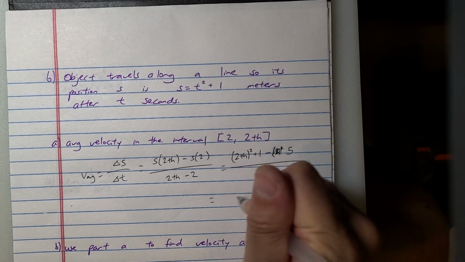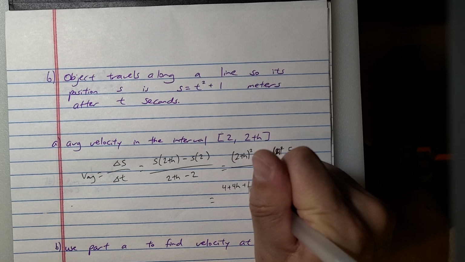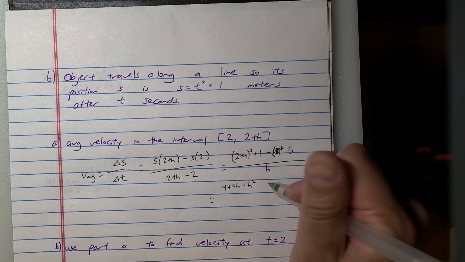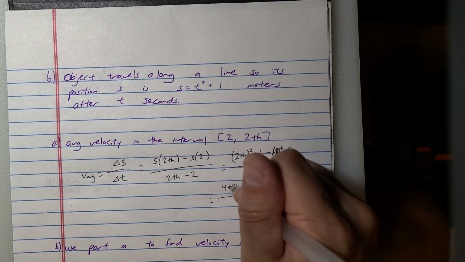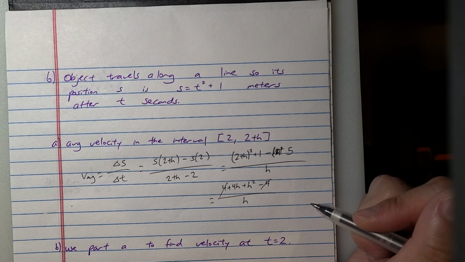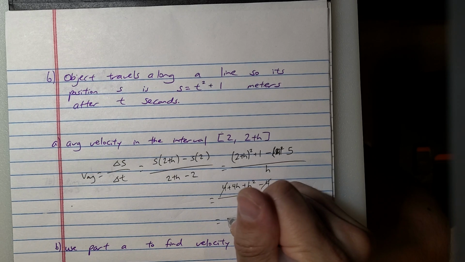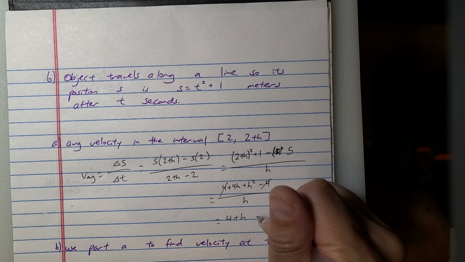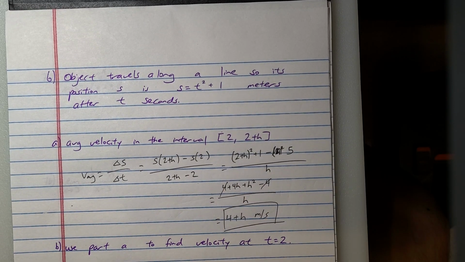Simplify, we would get 4 plus 4h plus h squared, that's when we FOIL this out, plus 1 minus 5, that's just minus 4, over h. The 4 and minus 4 here would cancel. We can simplify, if we divide by h, to 4 plus h. That would be our average velocity. Don't forget our units though, that would be meters per second. That's our average velocity.